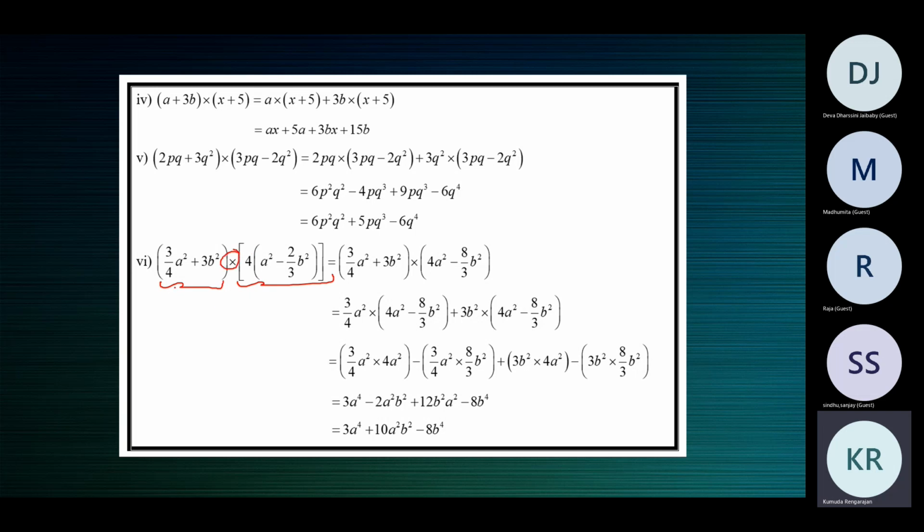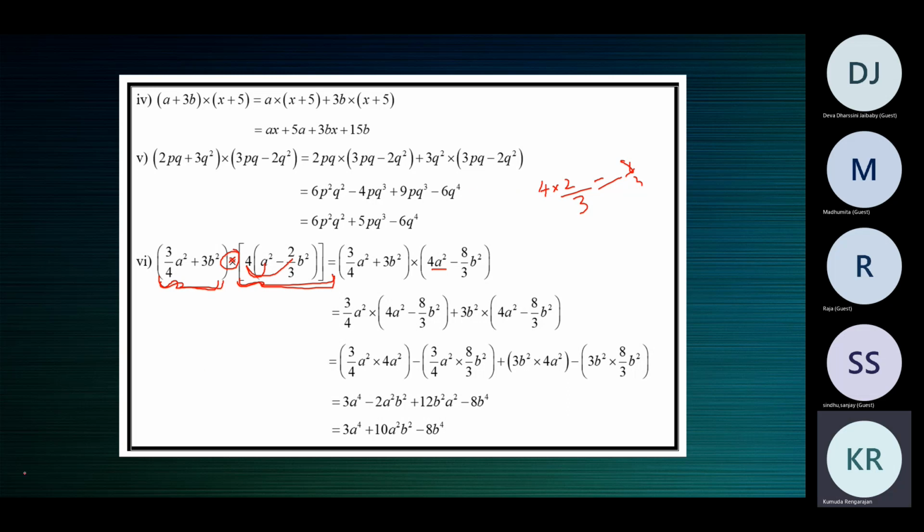So write the first bracket. Write the second bracket. And we have to multiply the two. So the second bracket can be simplified. You can multiply this 4 inside. First do that. 4a square. And then 4 into 2 by 3. What is 4 into 2 by 3? 4 into 2 by 3 is 8 by 3. So 8 by 3 b square.